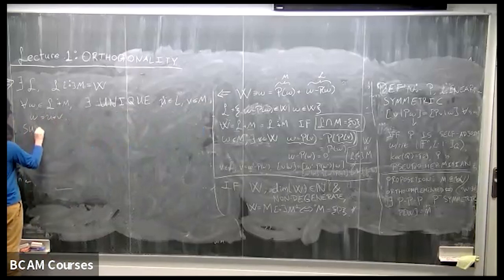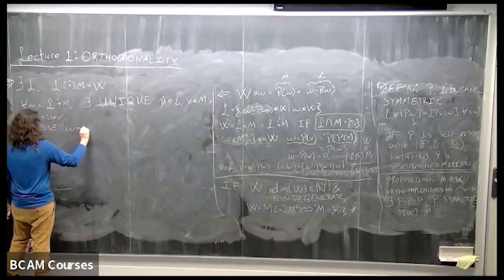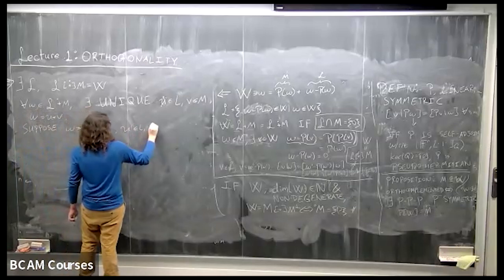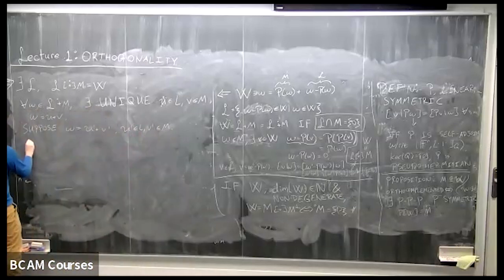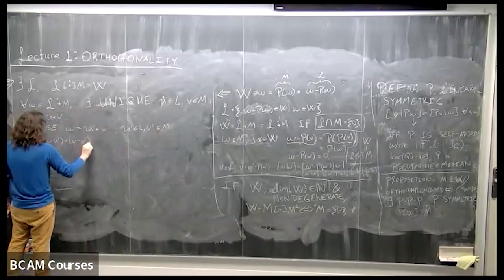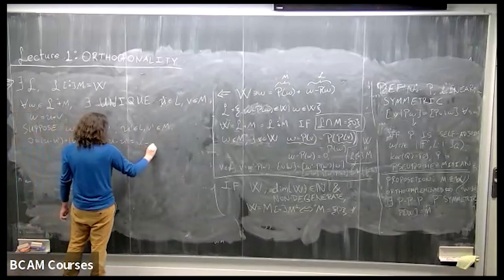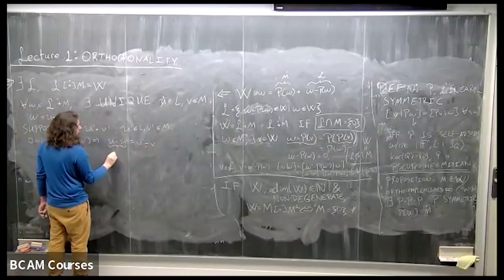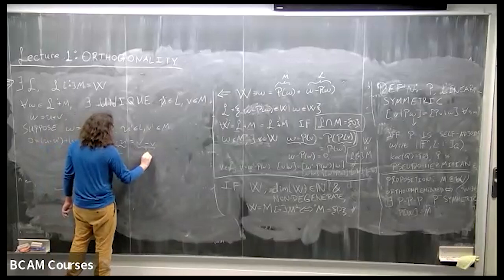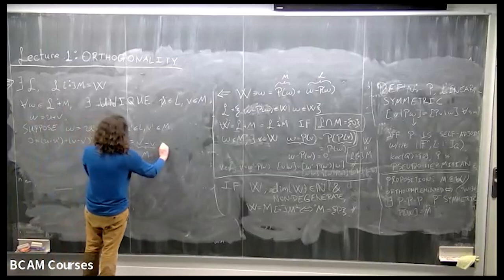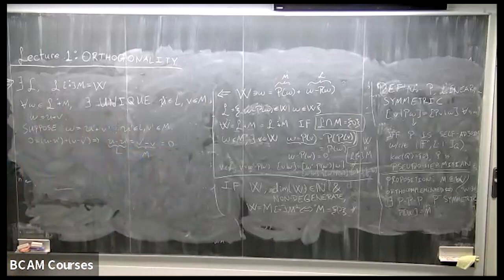So suppose W is equal to U' plus V', where U' is in L, V' is in M. Then we have 0 is equal to U minus U' plus V minus V', which implies that U minus U' is V' minus V. Now, the left-hand side is a vector in L. The right-hand side is a vector in M. So by definition of the direct sum, this must be 0 because it's in the intersection of the two spaces.